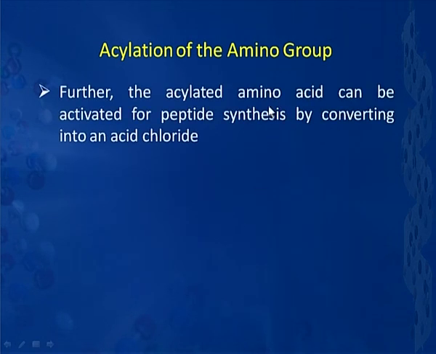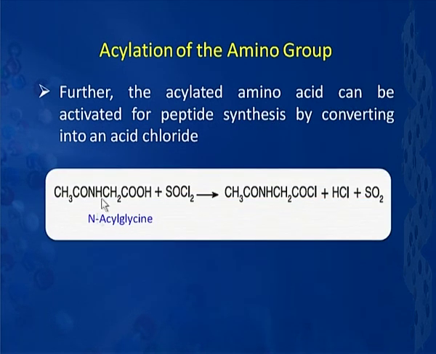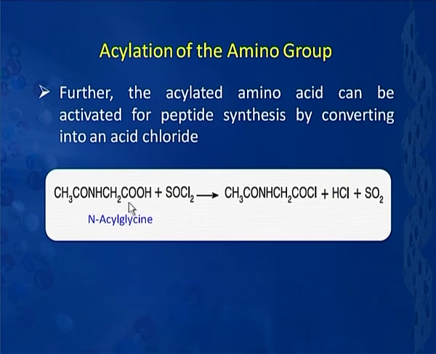So, another significance of this particular reaction is that once I do acylation, I will be getting an N-acylated product here, that means this is a carboxylic acid. The advantage of this particular reaction is that this can be even further activated, because a carboxylic acid group will not be very reactive for peptide synthesis to be taken up. That means the condensation reaction will not be very effective. So, it will be advisable to activate this carboxylic acid group, and that can be done by converting it into an acid chloride with the help of thionyl chloride here.